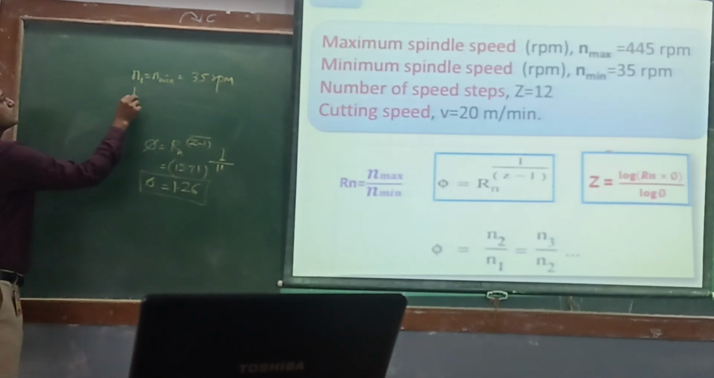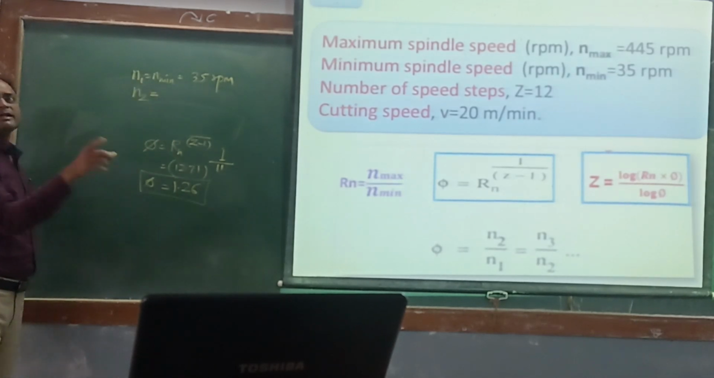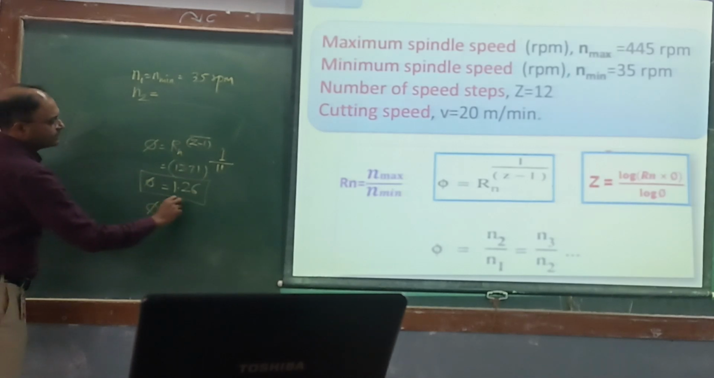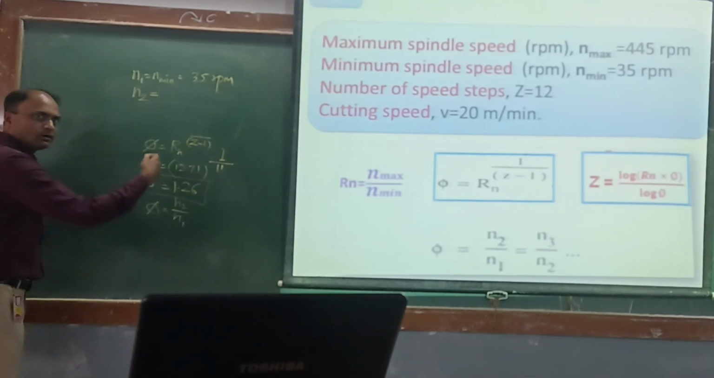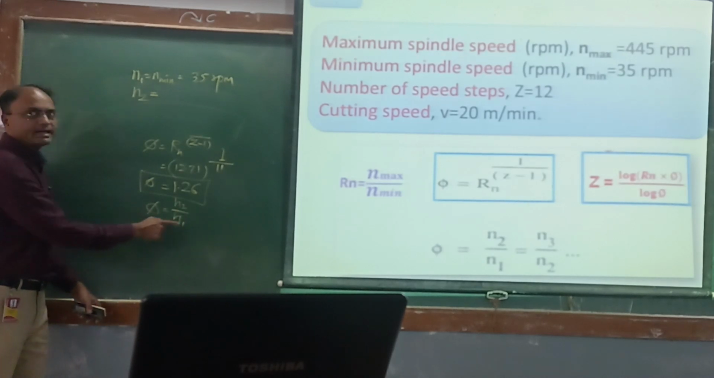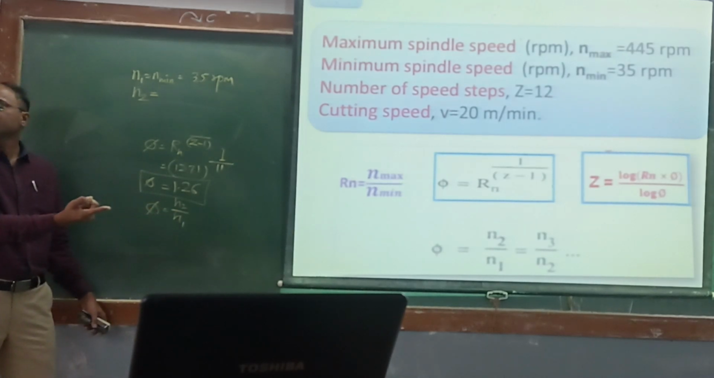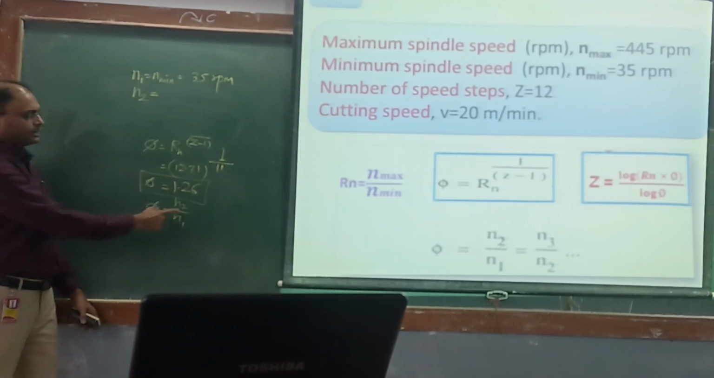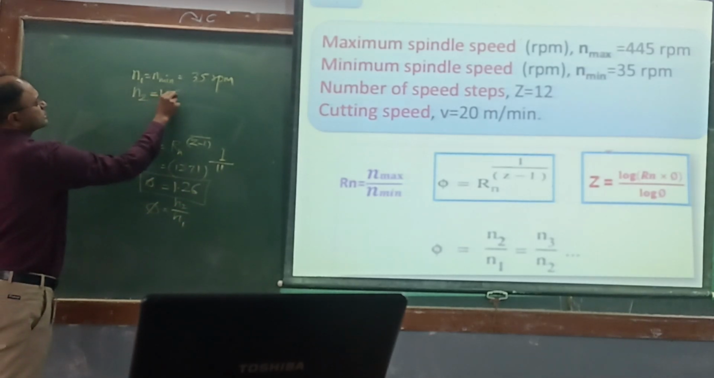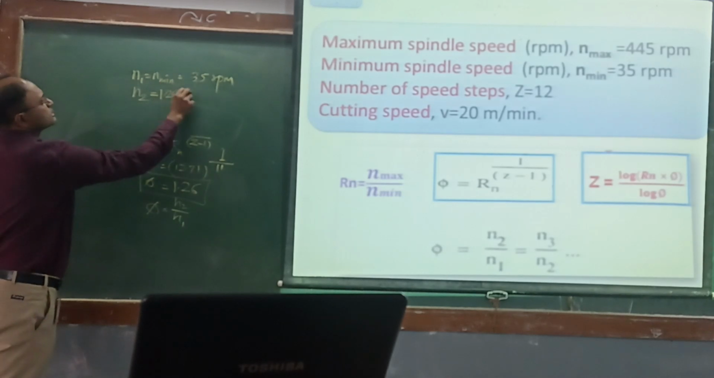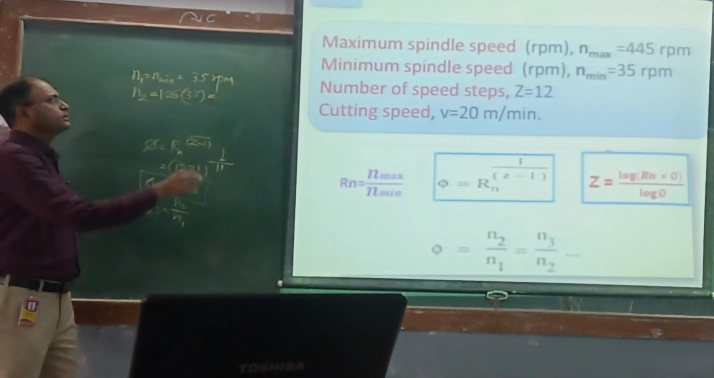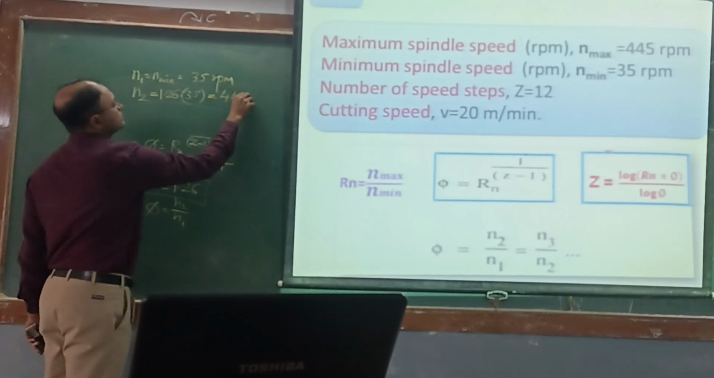How do we get the next speed? N2 is equal to, geometric progression. We know phi. The equation of phi is N2 upon N1, also equal to N3 upon N2. That means N2 is equal to phi times N1. Yes or no? So phi means 1.26 times N1, which is 35. So this is the second speed, 44.1 RPM.